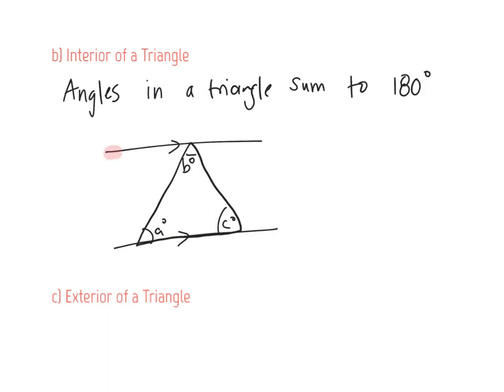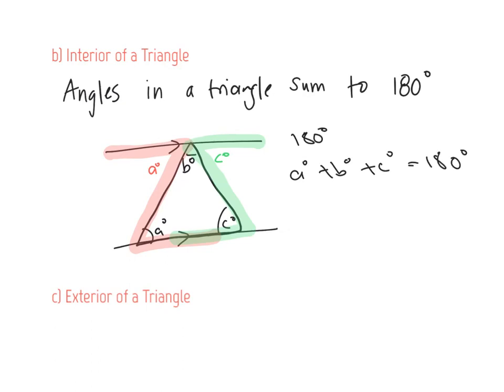I can form a Z over here. Now if I form that Z, I know that since here is A, over here we're going to have A. I could also form a Z over here, meaning that over here I have C degrees, and since a straight line equals 180 degrees, A plus B plus C equal 180 degrees, which also happens to be all the angles within a triangle.